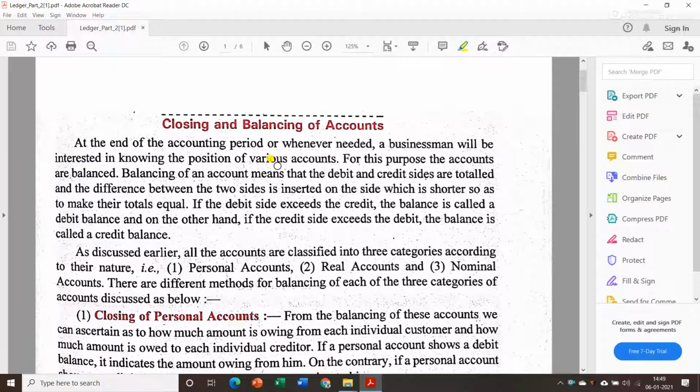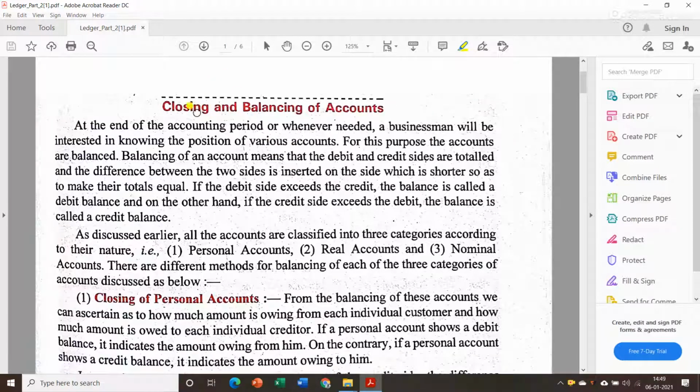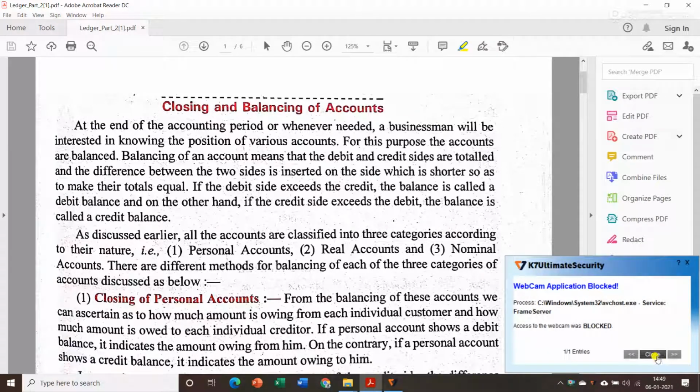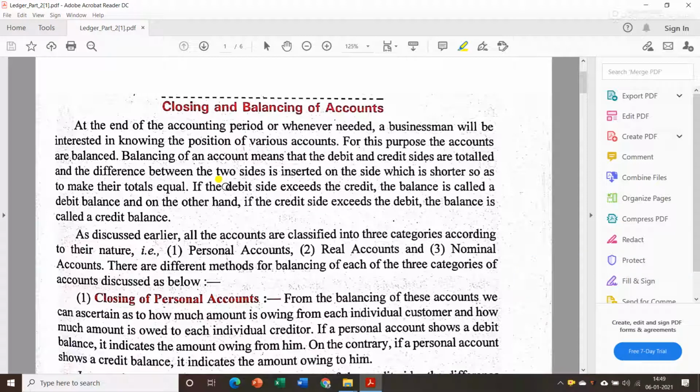Hello students, in this session we will be discussing how we are going to close and balance our ledger accounts. In our previous session we have seen how to pass journal entries, and from journal entries how we make ledger accounts for all the different accounts. Today we will do the next step: after preparing all the ledger accounts, you have to close and balance those accounts.